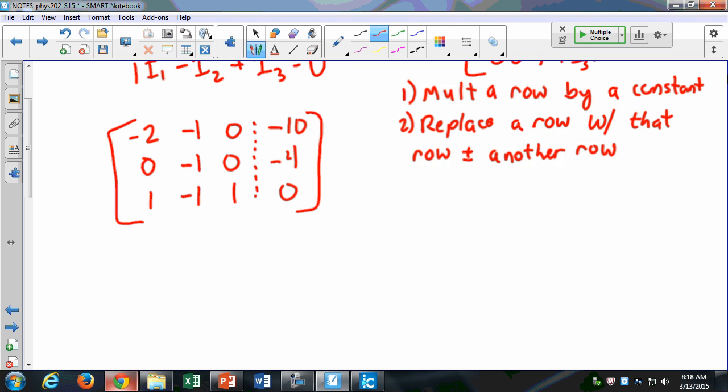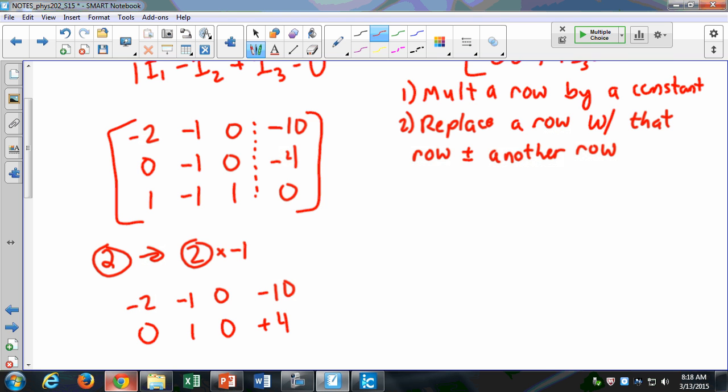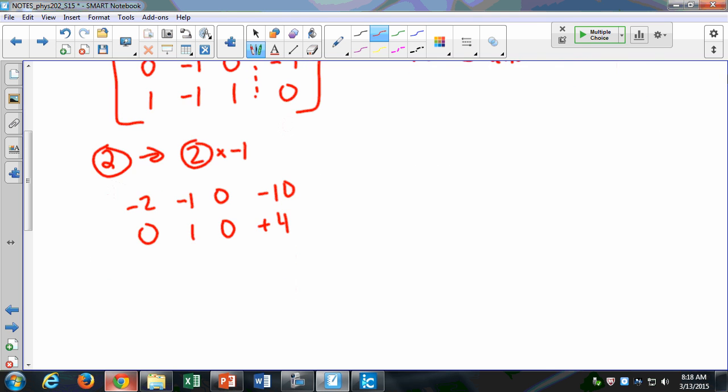All right, so here, I would replace row 2 with row 2 times negative 1. So I'd have this: negative 2, negative 1, 0, negative 10, 0, 1, 0, positive 4. All right, so I already have my first row in the identity matrix form.